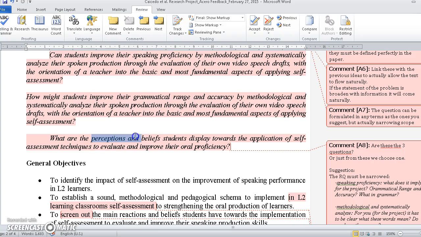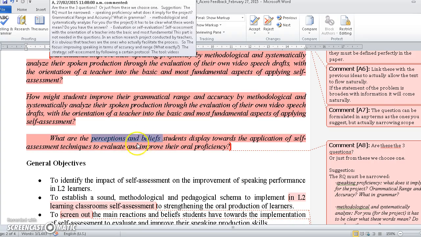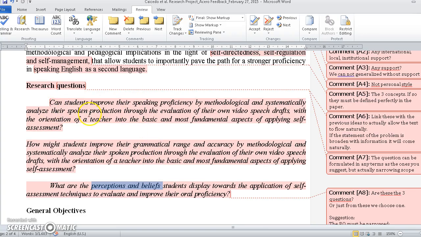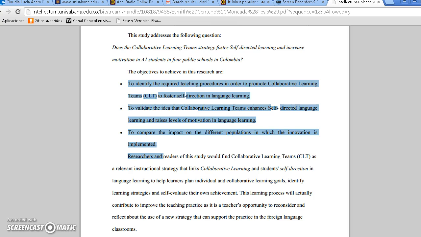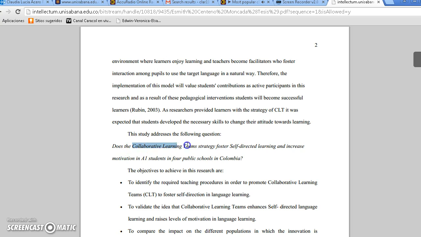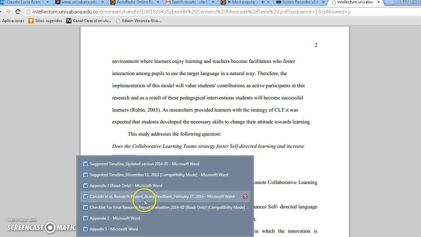So it's important that you understand that every single word that is written in the research question has to be part of the project. Coming back to this, as you can see, the question is collaborative learning teams. So there will be a section in the theoretical framework dedicated to collaborative learning teams. The second keyword is self-directed learning. So again, it has to be a section there. And increased motivation, again, is a section that has to be in the theoretical framework.